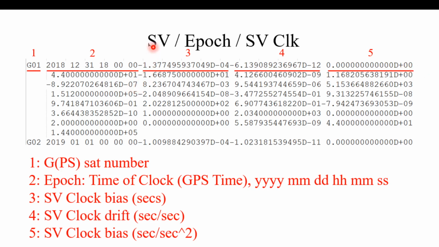In short, we can say this information is included in the first line, and the third, fourth, and fifth columns are about the satellite clock in reference to the GPS system time. So it's an important line here.